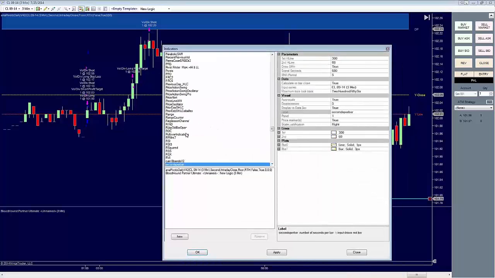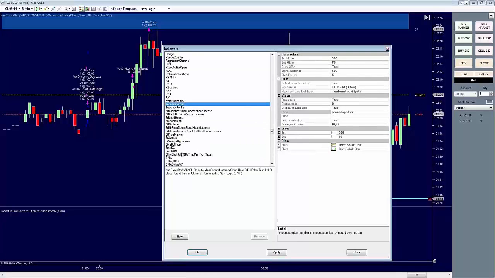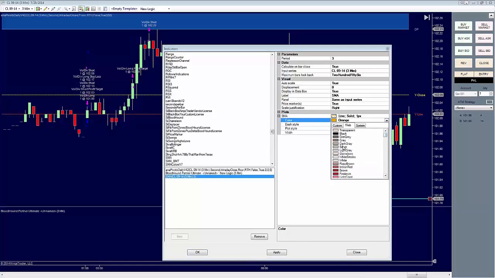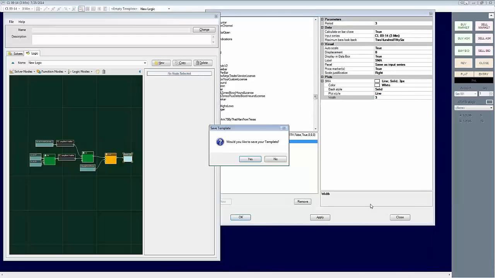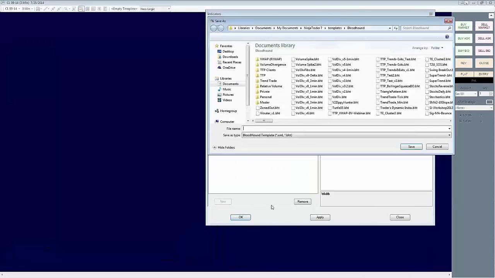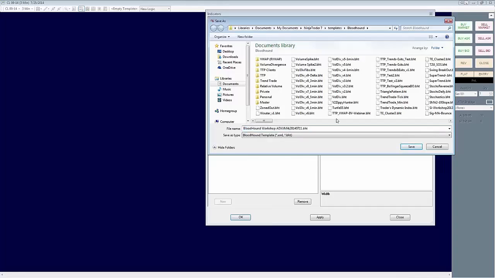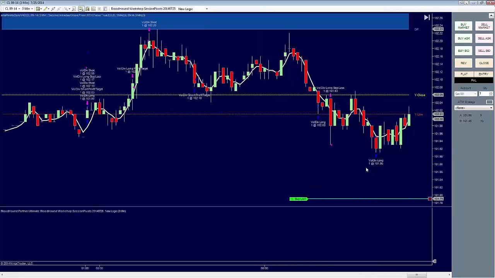Let's say we want to add an SMA 3, and I'll set this to white, and 3. Yes, I'll go ahead and save this. BloodHound Workshop. Session pivots 2014-7. What is today? The 25th. Okay, so that wasn't quite good enough.